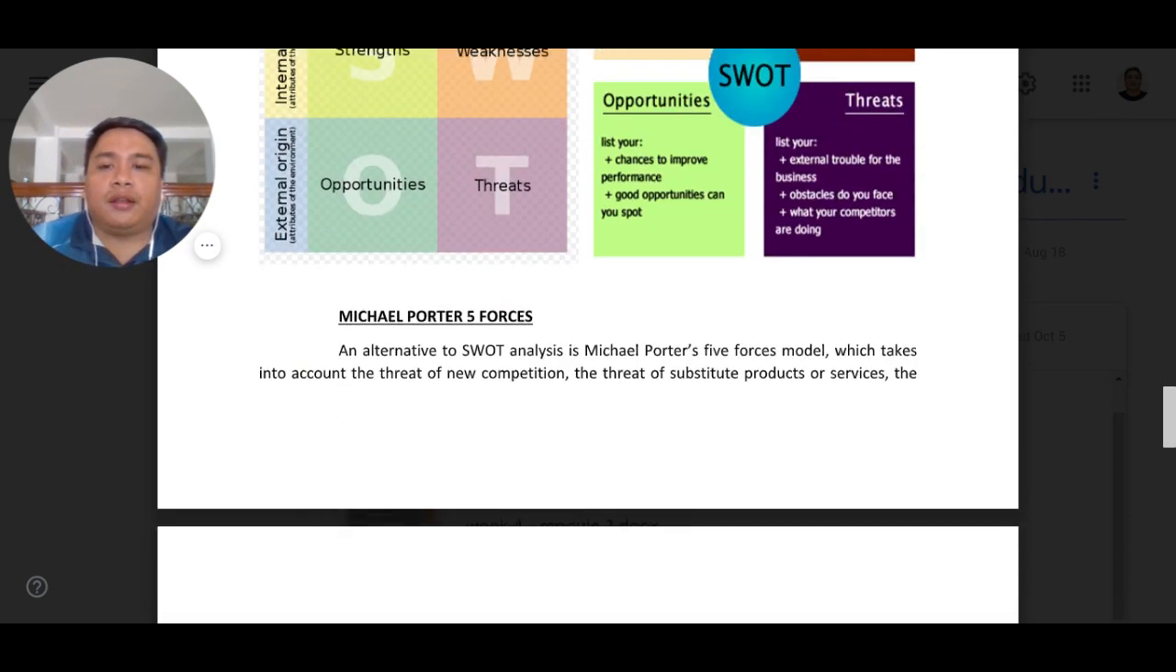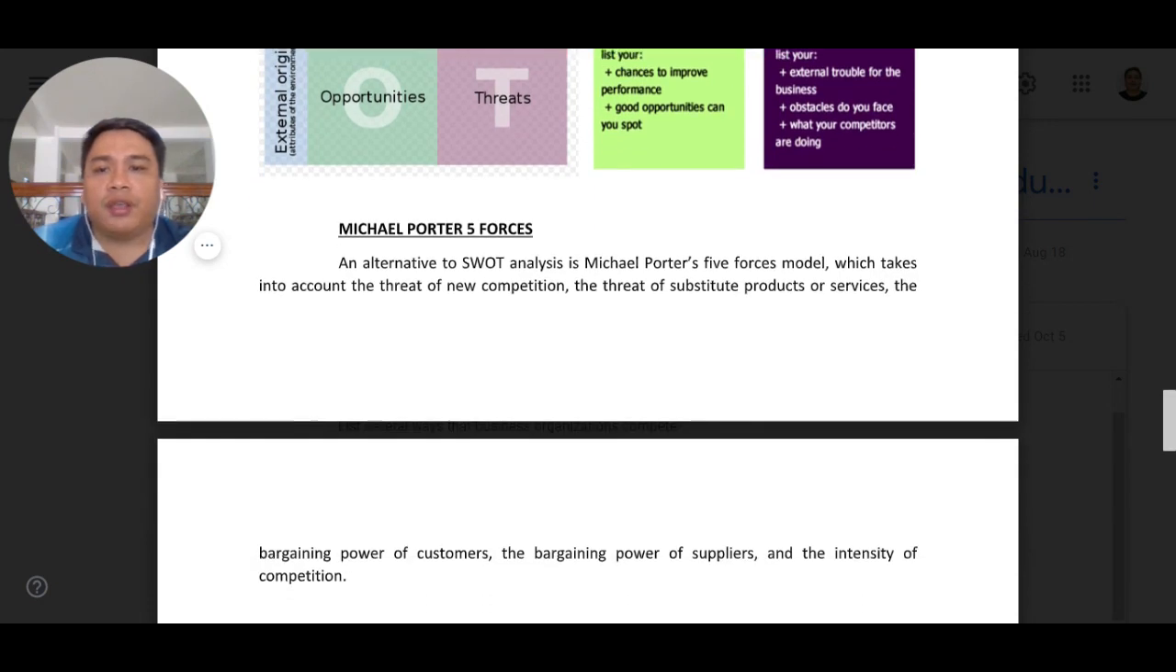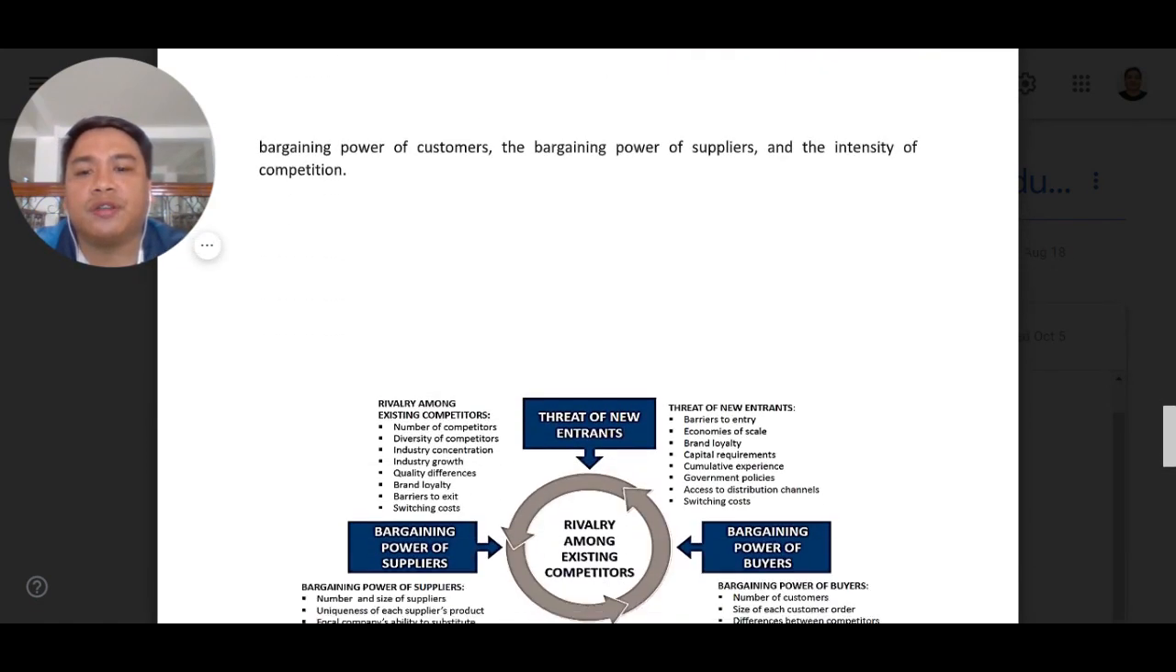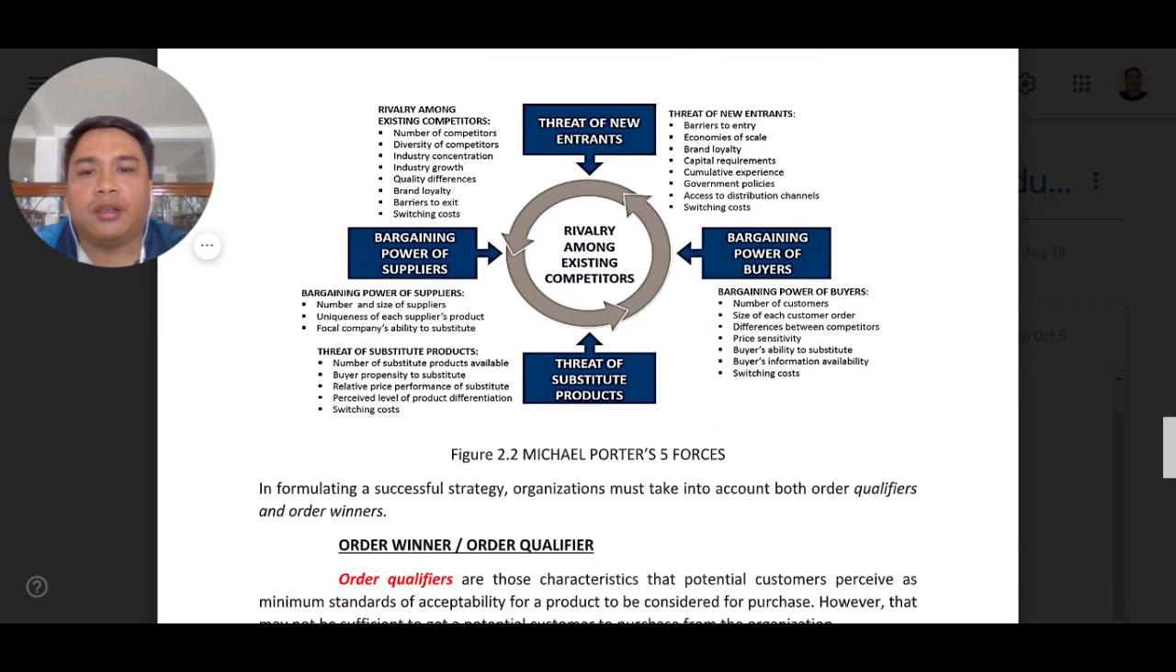Okay. Then I presented also an example here of a Michael Porter 5 forces, pero hindi siya commonly ginagamit. But it is also an alternative to SWOT analysis. Okay, it says here it takes into account the threat of new competition, the threat of substitute products or services, the bargaining power of customers, the bargaining power of suppliers, and the intensity of the competition. Ito yun. Okay. Ito yung example ng Michael Porter 5 forces. I just present it to you kasi may common.